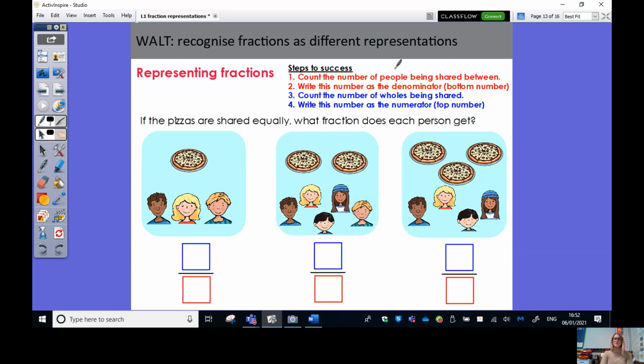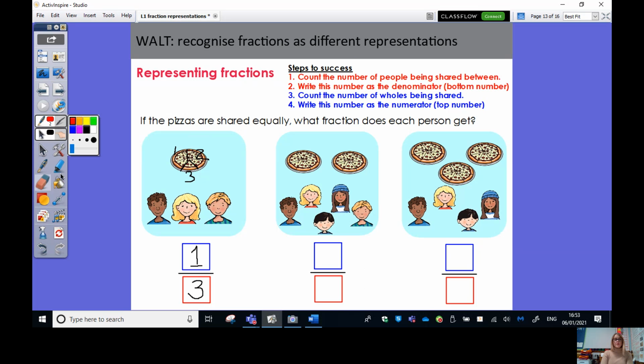So our steps this time, I'll count the number of people it's being shared between. So there are 1, 2, 3. So I need to write this number as the denominator. Then I need to count the number of wholes being shared, whole pizzas. So there's 1 whole pizza here, and that is going to go as my numerator, the top number. So if I were to share this 1 pizza between 3 people, they would get 1/3 of pizza each. 1, 2, 3. It'll be split into 3 pieces. I'm just going to change that colour because it's a little bit tricky to see.